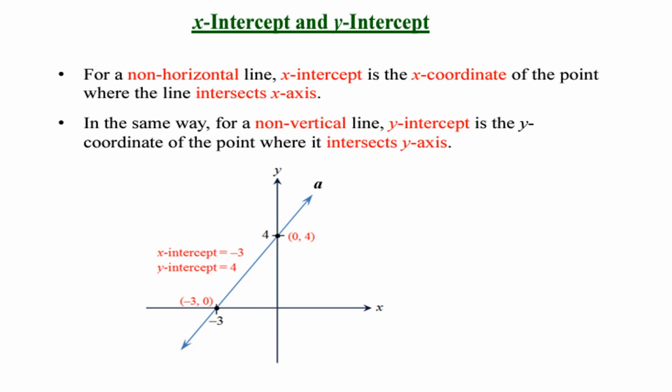And by the way, when the line passes through the x-axis, y is always equal to 0. So remember this concept: when the line passes through the x-axis, y equals 0. And similarly, when the line passes through the y-axis, what about the value of x? So x equals 0.